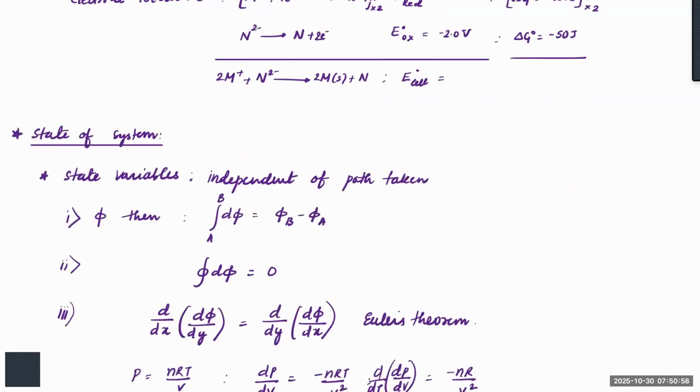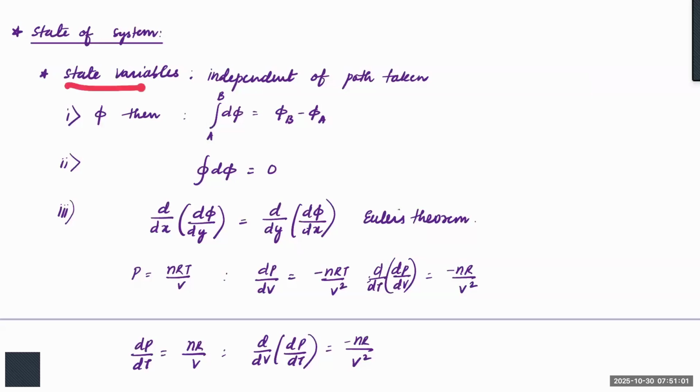Next. What is a state variable? Anything which is independent of path is called as state variable. To verify the state variable, we generally do three things. First, if phi is a state function, then integral a to b, as you integrate d phi, it will always become phi b minus phi a. So irrespective of how the function is, it will always be the difference between these two points.